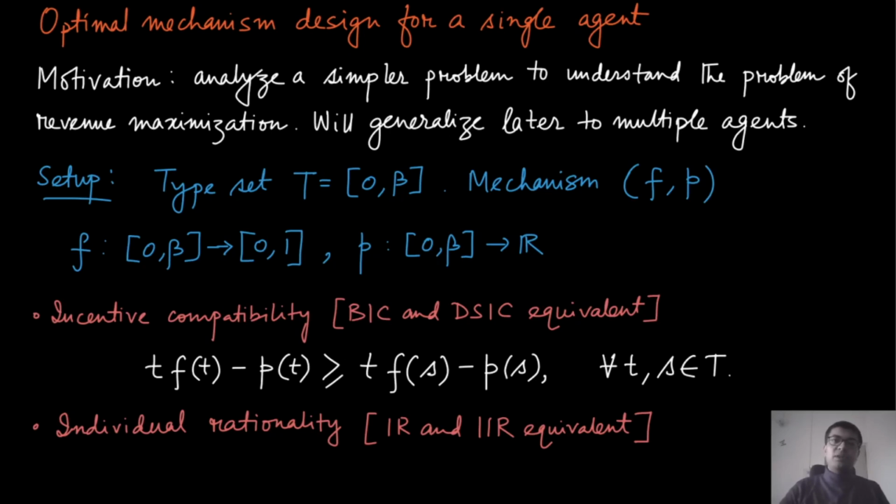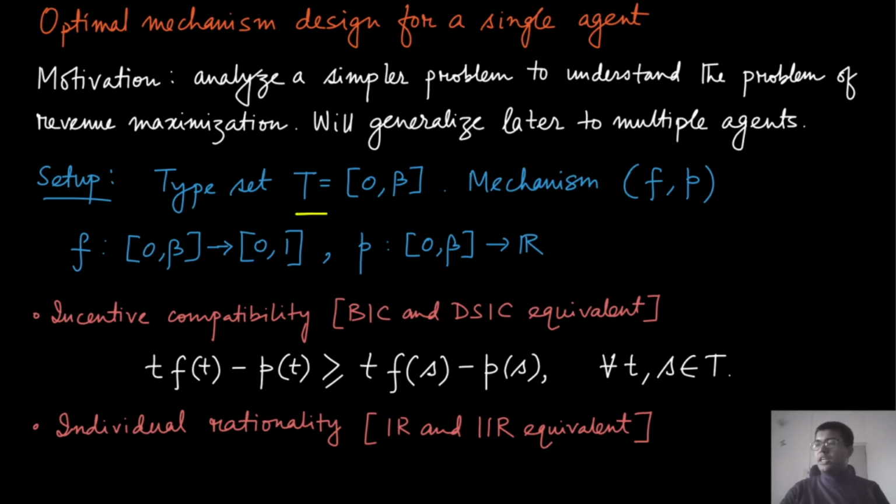To address the optimal mechanism design problem, we will first look at this problem for a single agent. The reason for this choice is to analyze a much simpler problem to understand the details, and then later we'll generalize it for multiple agents. In this world, there exists only one agent, and we are trying to maximize the revenue that can be extracted from that agent. So what is the setup?